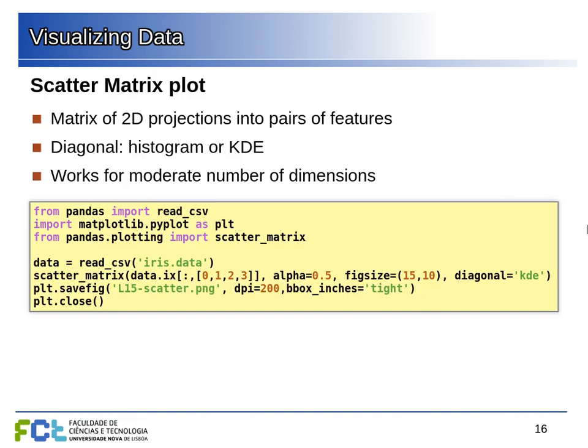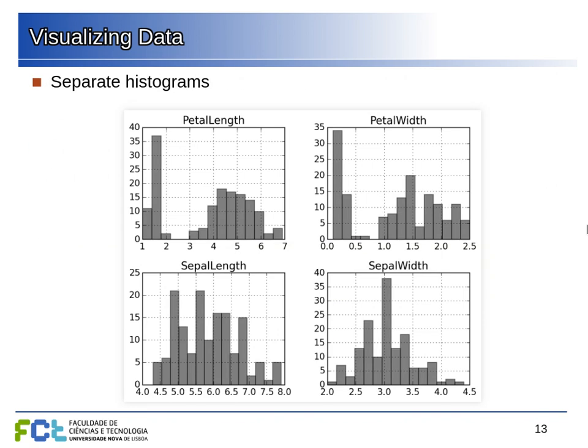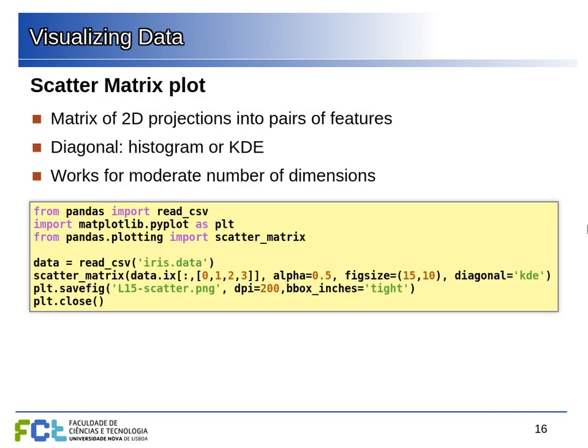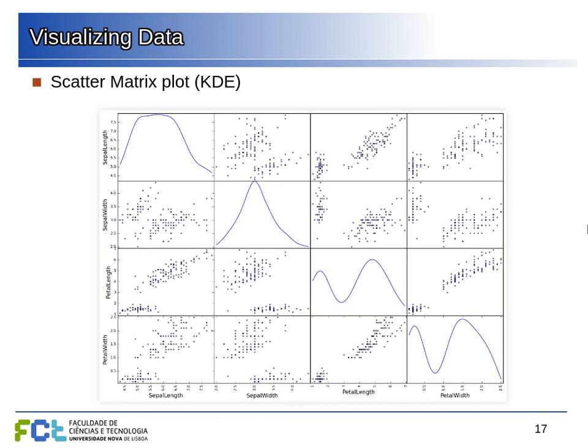Now, all of these kinds of plots give us the distribution of individual features, but they do not give us information about how the features are related. We can get some information about that with this scatter matrix plot. The idea of a scatter matrix plot is that we plot in the diagonal usually the distribution of each feature, and off the diagonal a plot of one feature versus the other.